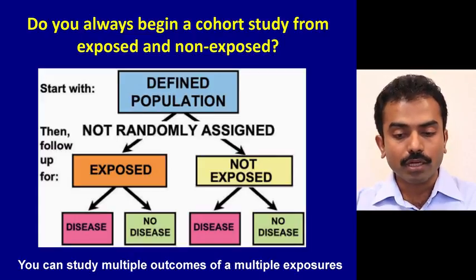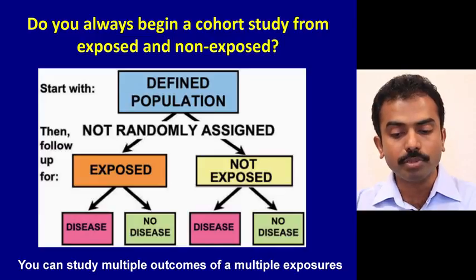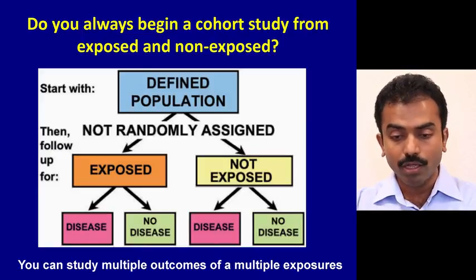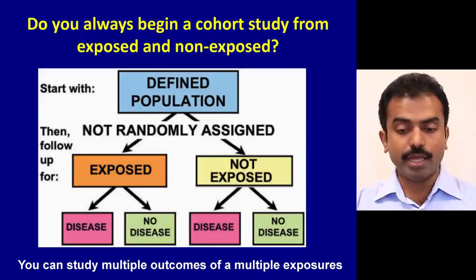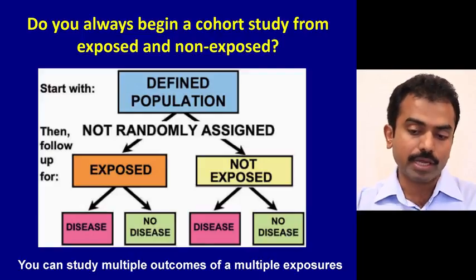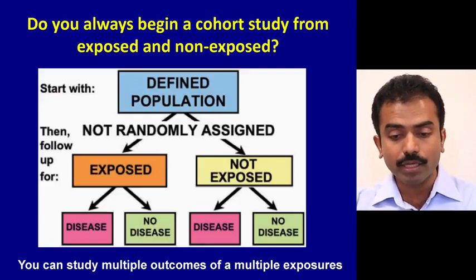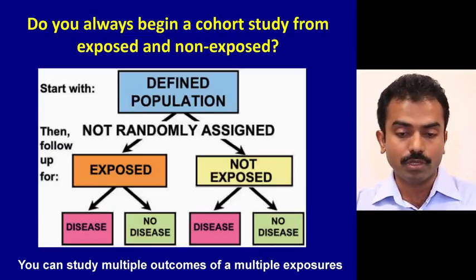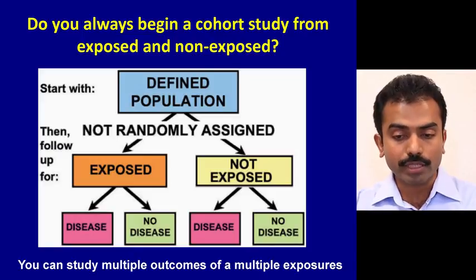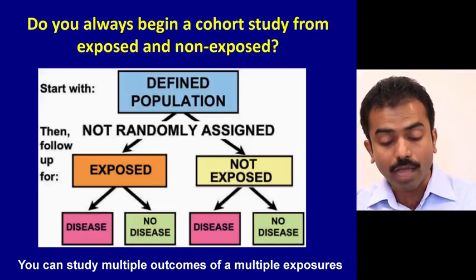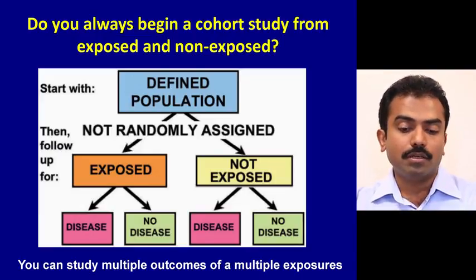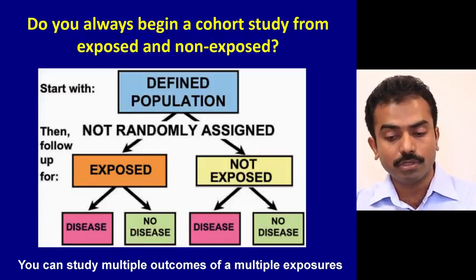The reason why you do this is that it helps us to study multiple outcomes of multiple exposures, because once you define your population, you can also measure several exposures of interest at that point in time. And so you are developing several internal cohorts and then following up to study several outcomes. So it is possible to put together a cohort based on some criteria other than exposure, in which case it helps you understand multiple outcomes of multiple exposures.